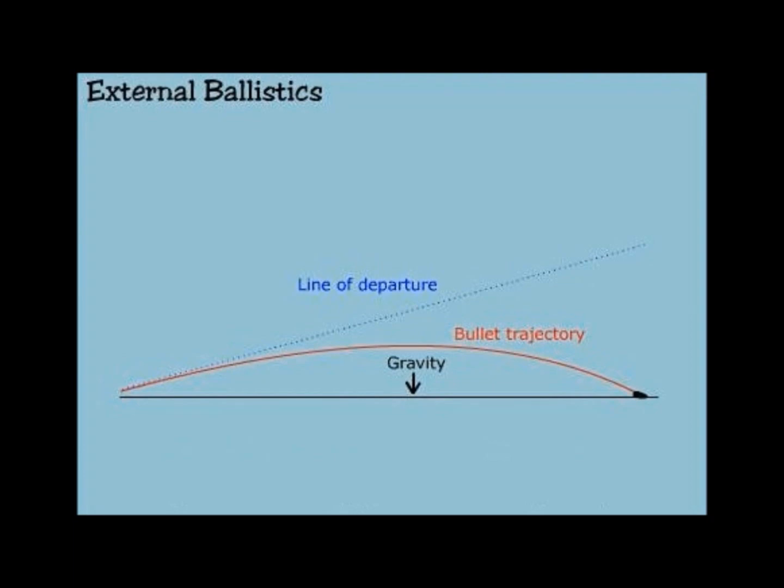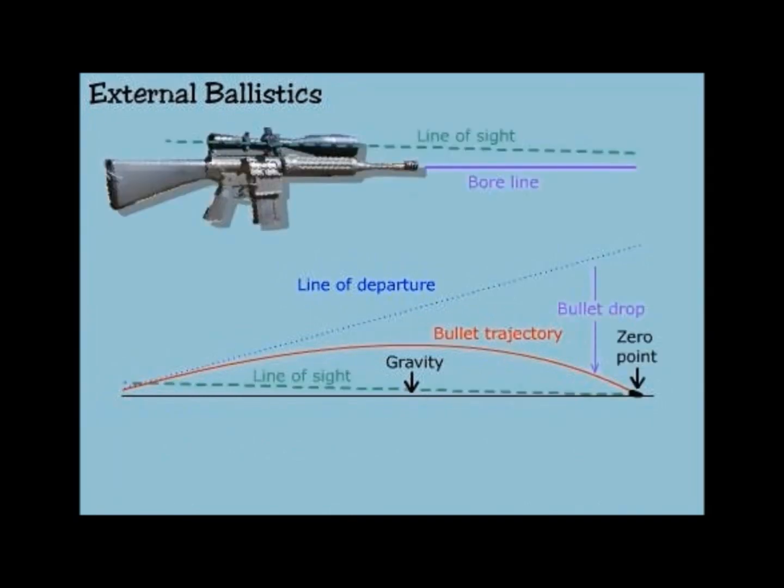The longer the bullet is in flight, the faster its falling velocity. The line of sight is a straight line from the sight to the target. This line is above the barrel or bore line. Bullet drop is the vertical distance between the bore line and the bullet path below it. The bullet crosses the line of sight twice. The second intersection with the line of sight is the zero point.